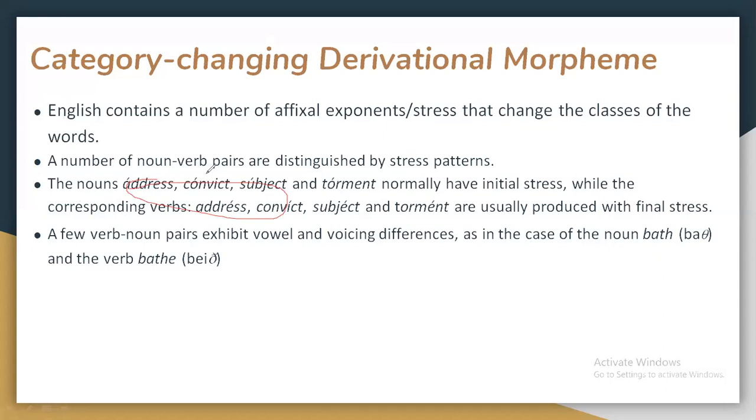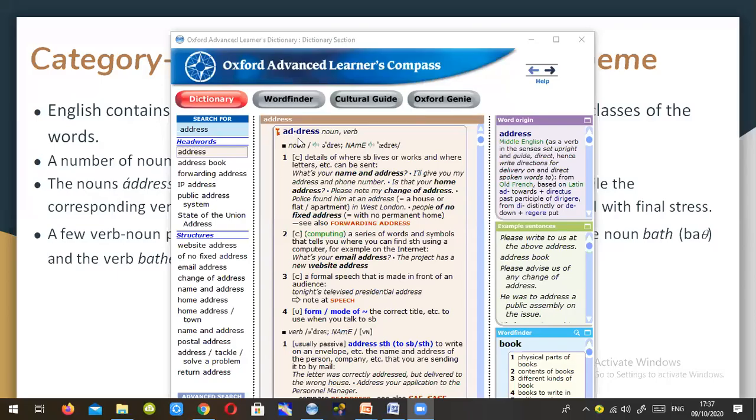And vowel, for example. Yes, like address and address. Is that what it's talking about? Okay, if you want, I'll use this dictionary. Let me share this Oxford dictionary. Okay, here, address is here.